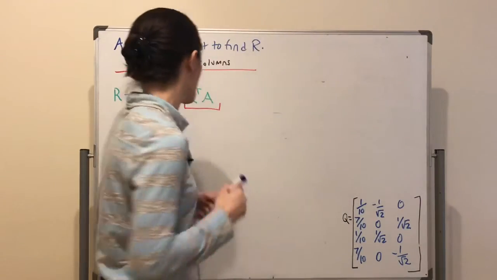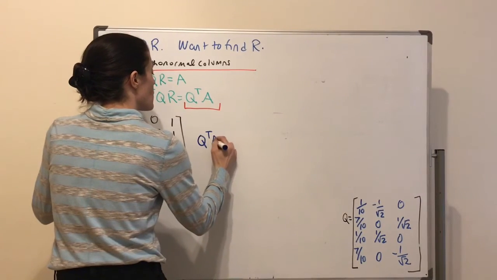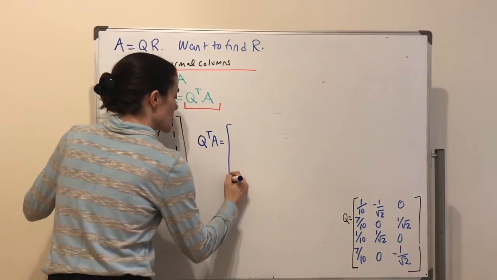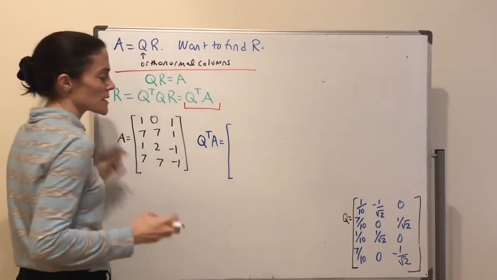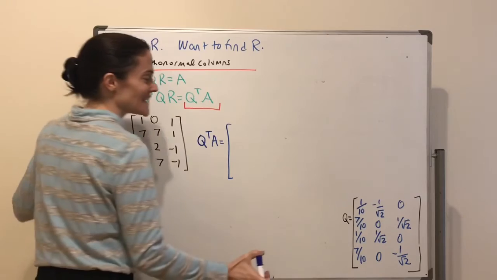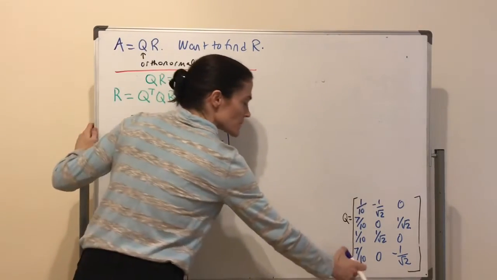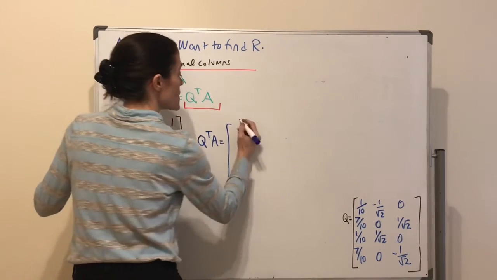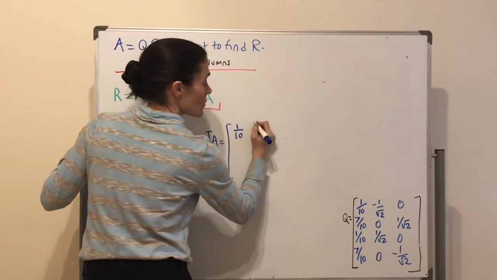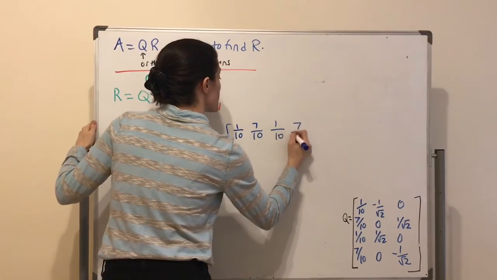Maybe I'll do it in blue. So Q transpose A is, okay, we have to be careful. This is our first example of a transpose, but you have many more starting with the next section. So what I always do is I go column by column. This is the first column. It becomes the first row. So this will be 1/10, 7/10, 1/10, and 7/10.